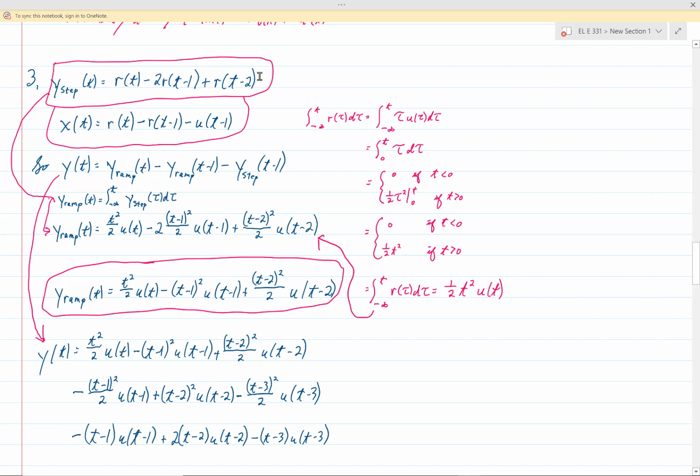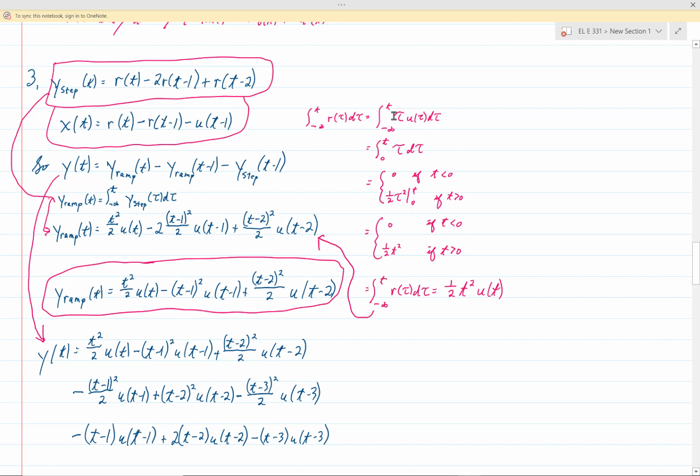So, what happens when we integrate that? Well, we know when we integrate delta, we get u, and when we integrate u, we get r. But what happens when we integrate r? We haven't talked about that. So let's come over here to the side and see what happens when we integrate r. And so I'm saying integral negative infinity to t of r of tau d tau. Well, as we have said before, r, the ramp function, is just tau times u of tau. So we can substitute that in for r.